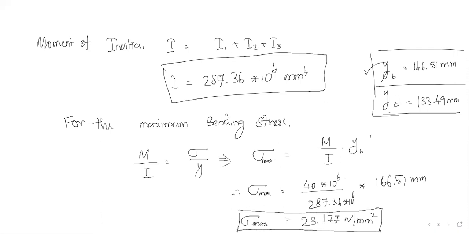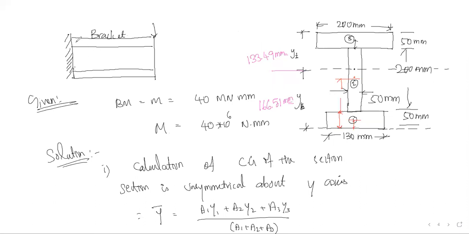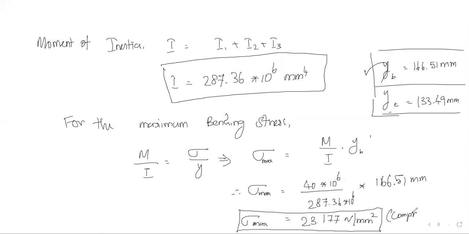Here, whether it is compression or tension, we have to mention. Based on the section, the bracket has a cantilever section, so the neutral axis lies somewhere here. We have used YB. If it is a cantilever portion, it is going to bend like this, so compression is at the bottom side and tension is at the top side. We have used YB, so whatever stress we have got now is the compressive stress. So this is our final answer. Okay, thank you all.